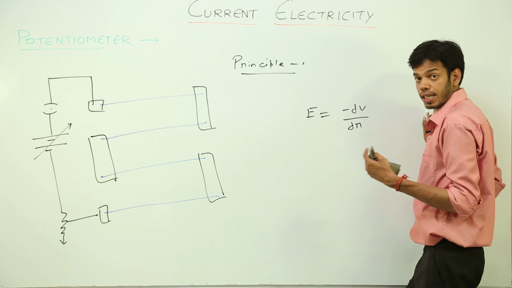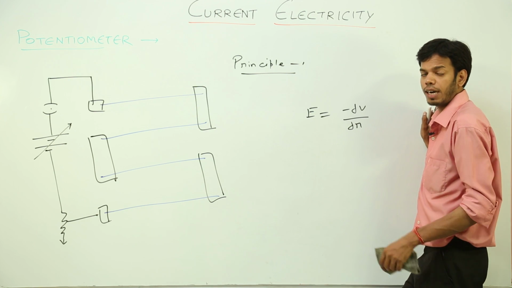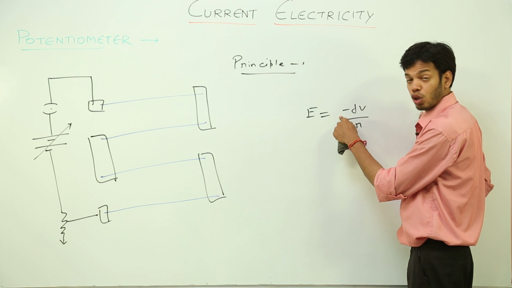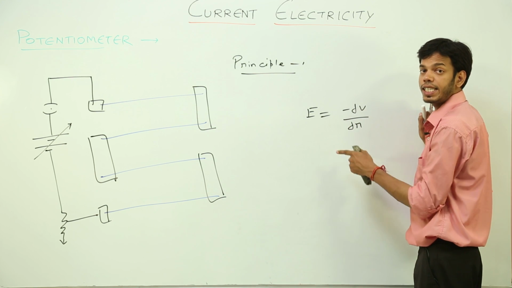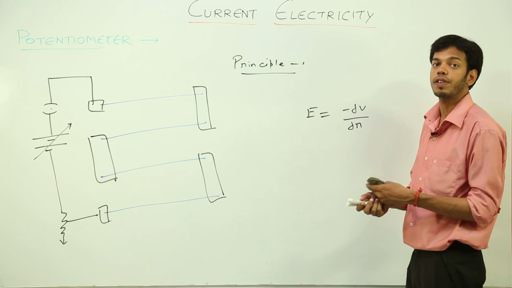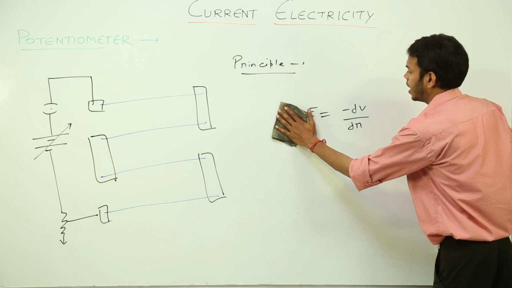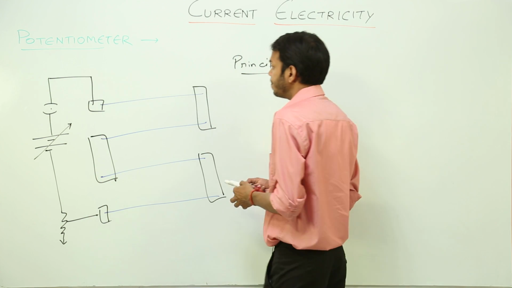Well, I will just tell you what this negative sign here is, because it comes in the 1 mark question, so it is important. The negative sign shows in this expression that electric field is in the decreasing direction of potential. That means the direction of electric field is towards the point where potential is decreasing. Anyhow, coming back to our topic, potentiometer.